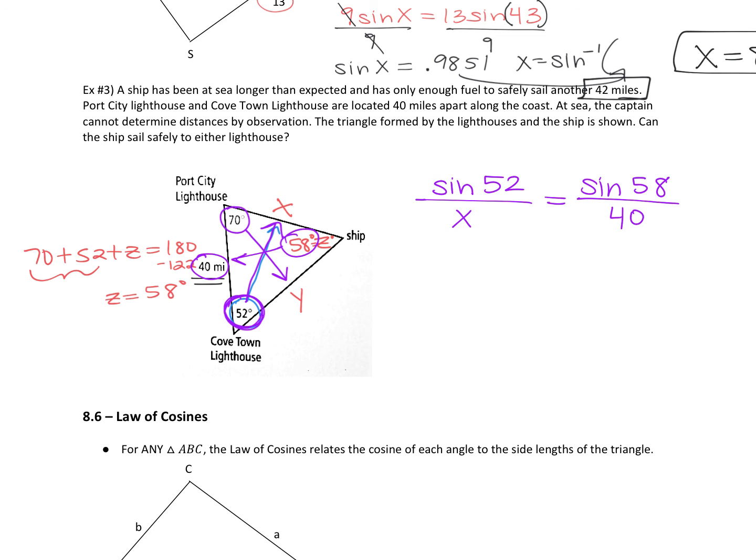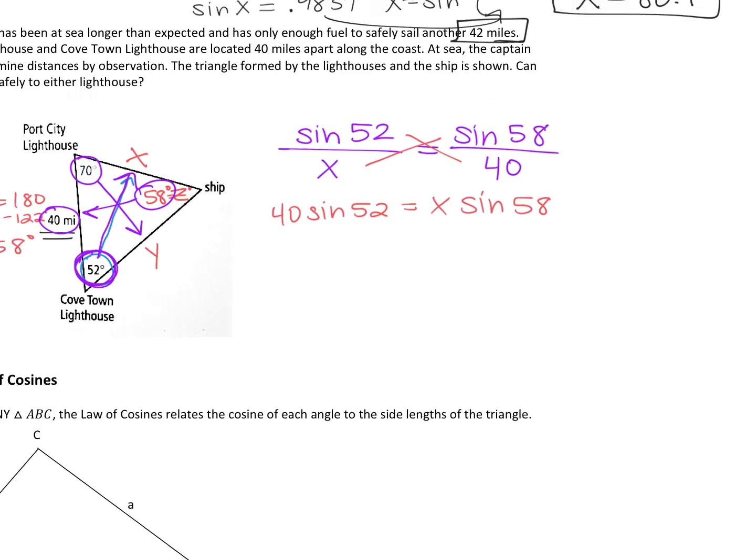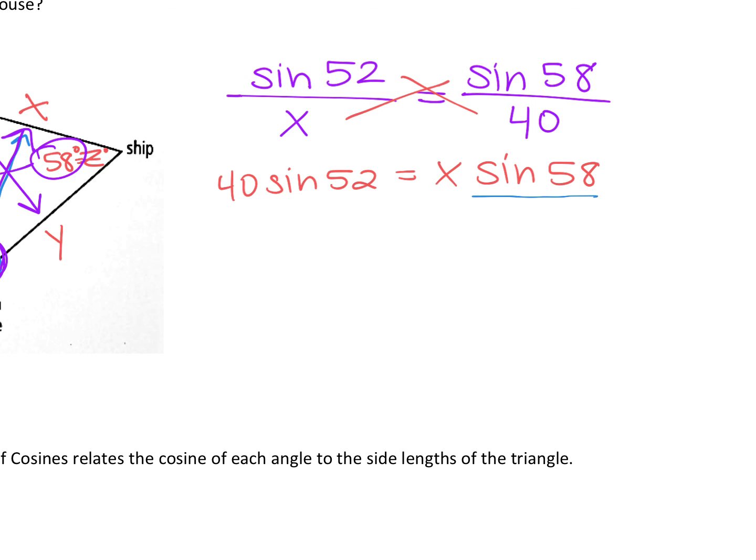Okay, so now you're going to cross multiply that. So 40 sine 52 equals X sine 58. How do you solve that? What's your next step? Yeah, we're going to isolate the X by dividing by sine 58. Okay, and I want you to try to plug this into your calculator right now. 40 sine 52 divided by sine 58. If you don't put this parenthesis in, you will get the wrong answer. So make sure that you finish off that parenthesis. So 40 sine 52 parenthesis divided by sine 58, and you get what?